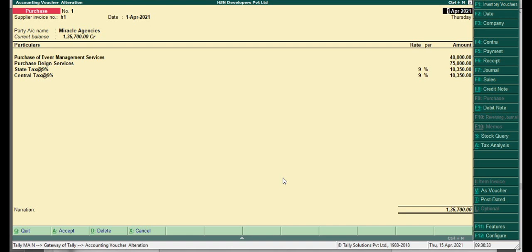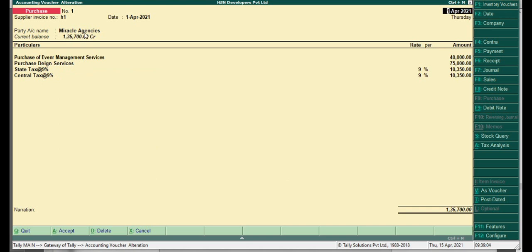So total amount is 1,15,000. The tax applied on 1,15,000 is 10,350 and 10,350, sales tax and service tax. Once we enter the transactions, first you have to create these ledgers: purchase of event management services under purchases, purchase of design services under purchases. So these two ledgers you have to create under purchases.